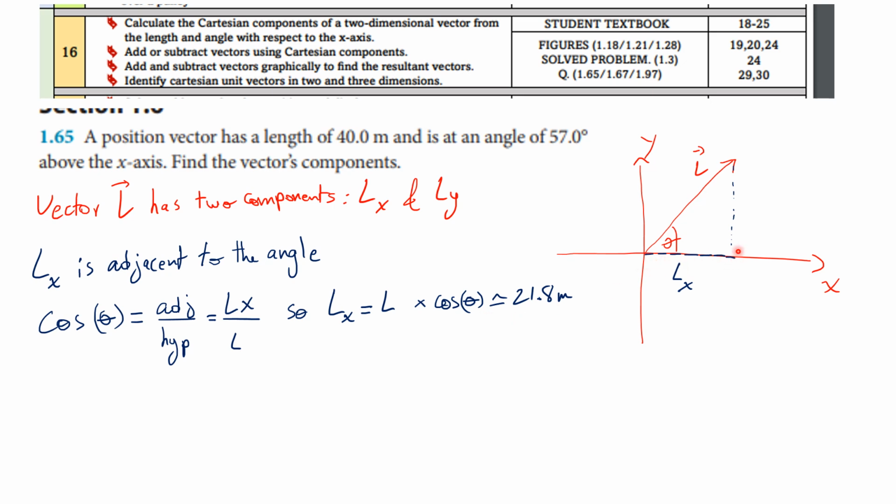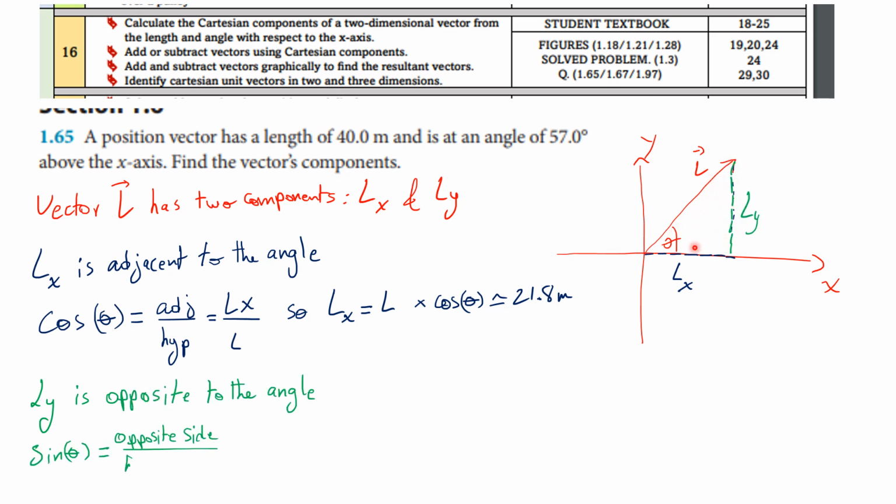That's for Lx. Now what about Ly? Ly is opposite to the angle. So this is Ly, and because it's opposite, we apply the sine function. So sine equals Ly over the hypotenuse L. So Ly equals L sine of the angle. It's L, the hypotenuse, multiplied by sine of the angle, which is, in this case, 33.5 meters.